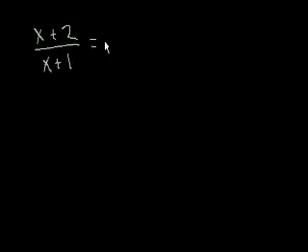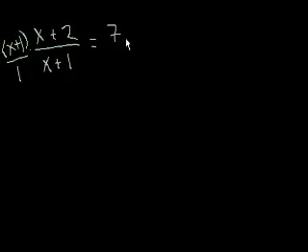Let's have, let me say, x plus 2 over x plus 1 is equal to, say, 7. So here, instead of having just an x in the denominator, we have a whole x plus 1 in the denominator, but we're going to do it the same way. To get that x plus 1 out of the denominator, we multiply both sides of this equation by x plus 1 over 1.